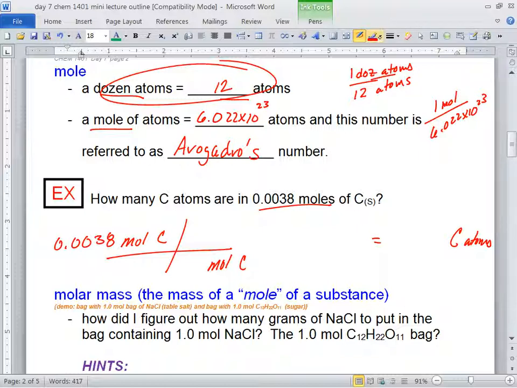All right, so you see that? We have to flip this ratio. Otherwise, our moles won't cancel. So 1 mole is 6.022 times 10 to the 23rd. A mole of anything is 6.022 times 10 to the 23rd of those things. So we're talking about a mole of C atoms, so that would be C atoms.